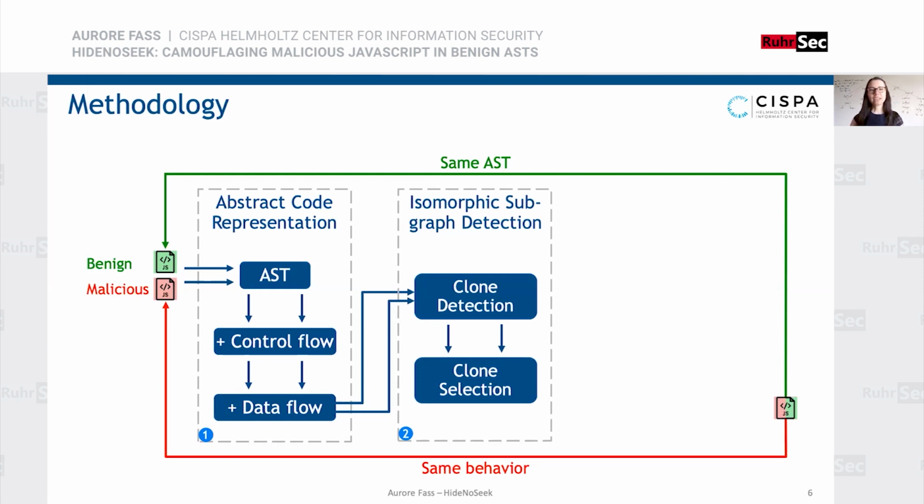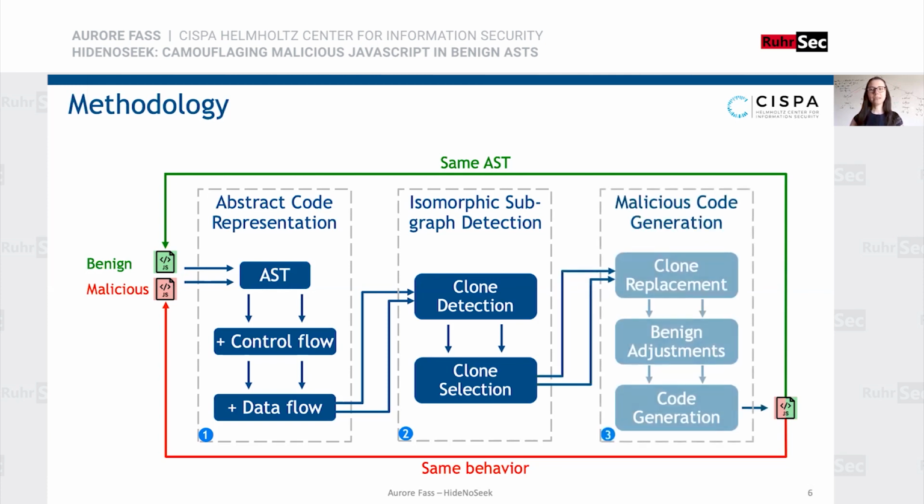If we can find all the malicious clones in the benign sample, so all the malicious syntactic structures are in the benign sample, we can replace the benign clones by the malicious ones, meaning that we still have exactly the same AST as the original benign file, but we now have the malicious code. And finally, we do some adjustments so that the code will still run at the end. Let's focus first on building this abstract code representation.